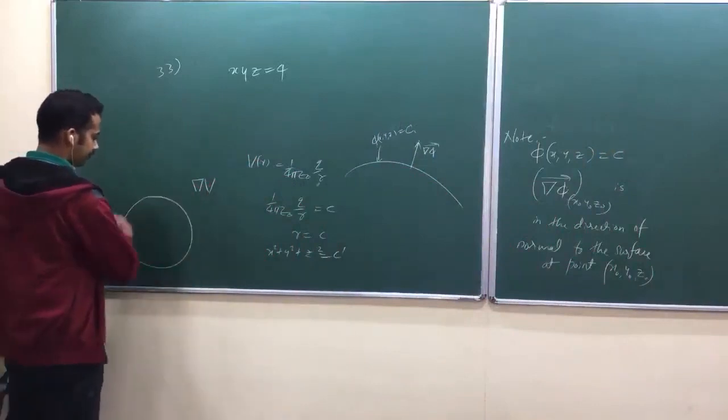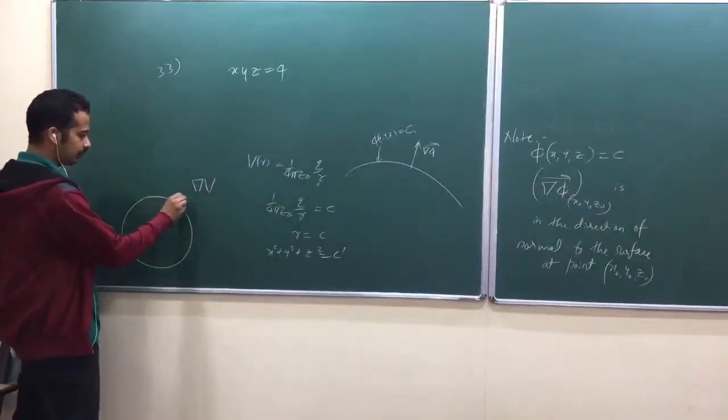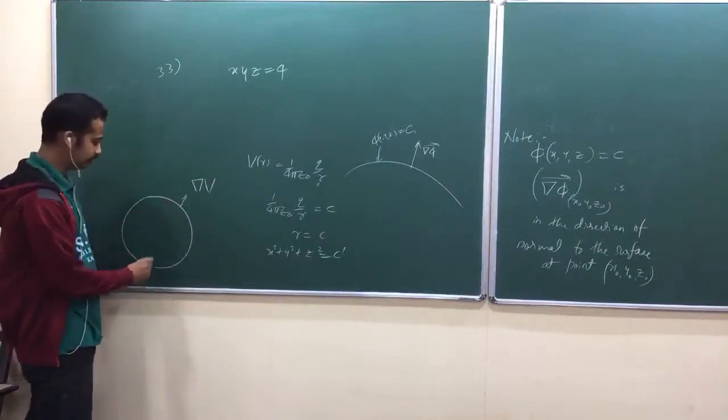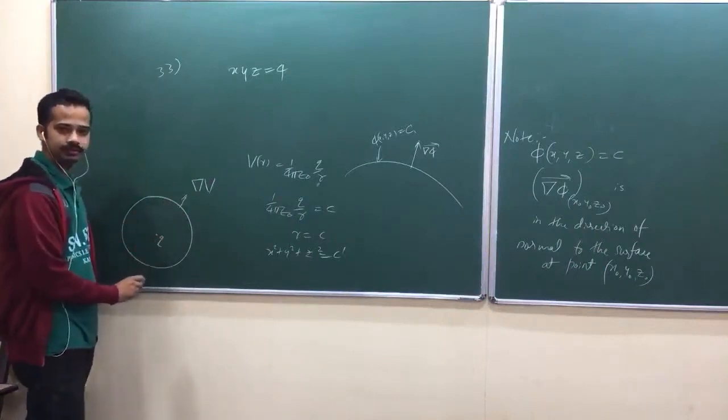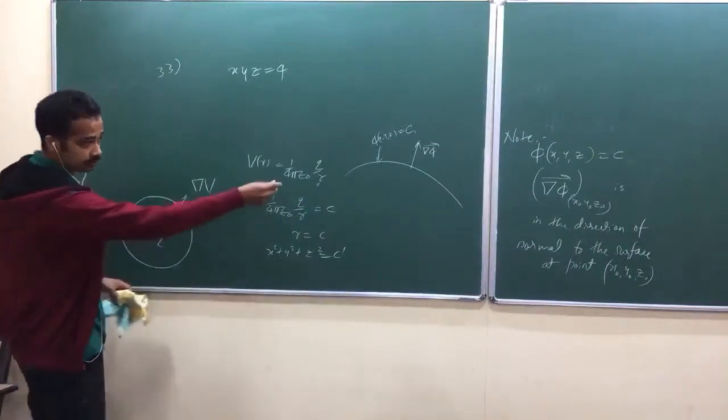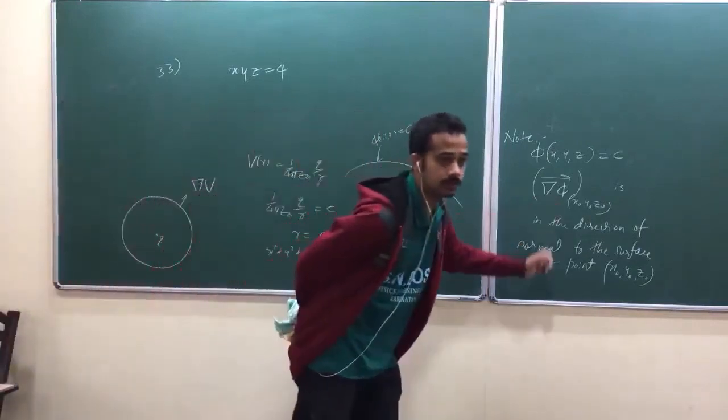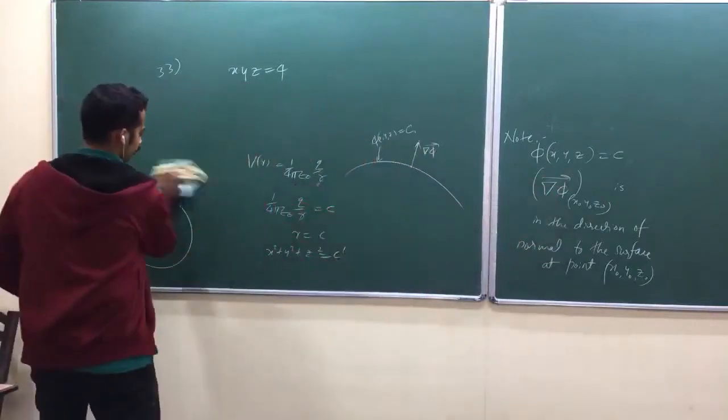You have a surface like this. If you take the normal, you will get the direction of the electric field. You have charge q here, isn't it? So that's how it works. That's what I'm just writing in a mathematical form. Okay, quickly.